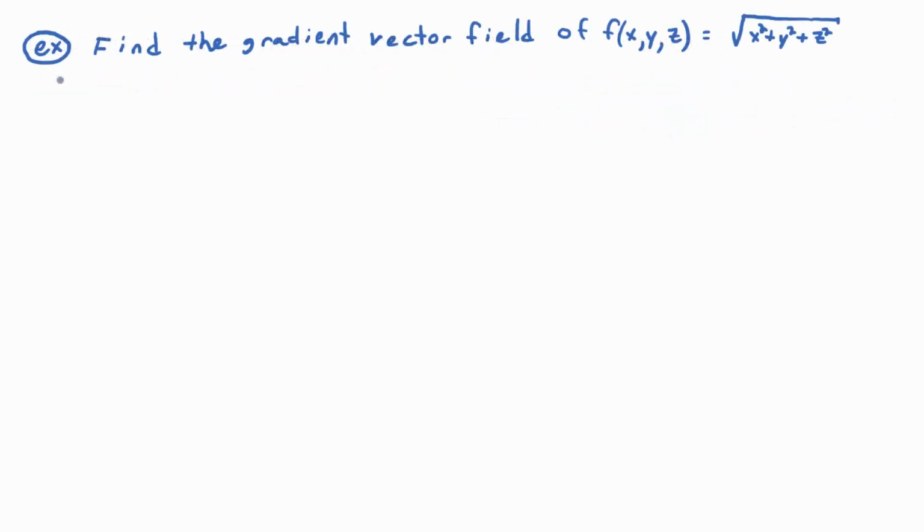Let's find the gradient vector field of f of x, y, z equals the square root of x squared plus y squared plus z squared. Remember, to find del f would be f sub x i plus f sub y j plus f sub z k. So it's like you're back in chapter 14. We're going to find the partials, right? Okay, so what would the partial of f with respect to x be?